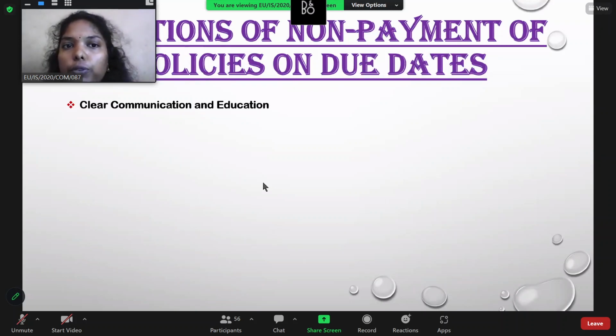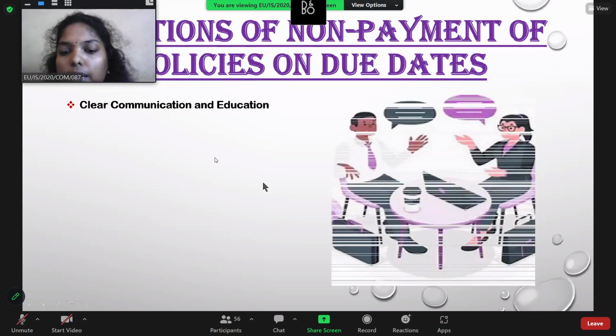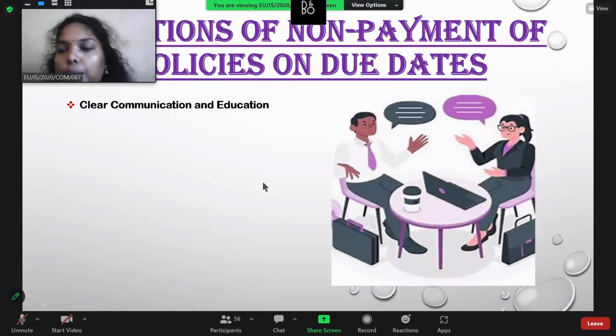Solutions for non-payment of policies at Janashakti Insurance PLC. First one is clear communication and education. Clear communication should be maintained through policy documents, renewal notices, and regular reminders. Next, flexible payment options. Janashakti Insurance can provide online payment facilities, automatic payment deduction, mobile payment options, and multiple payment channels.